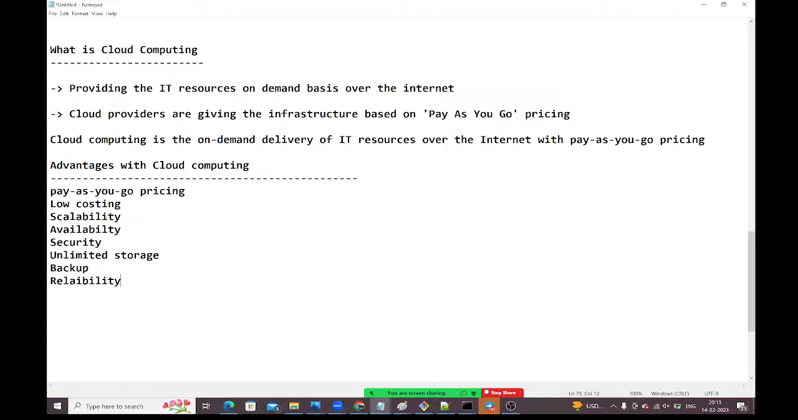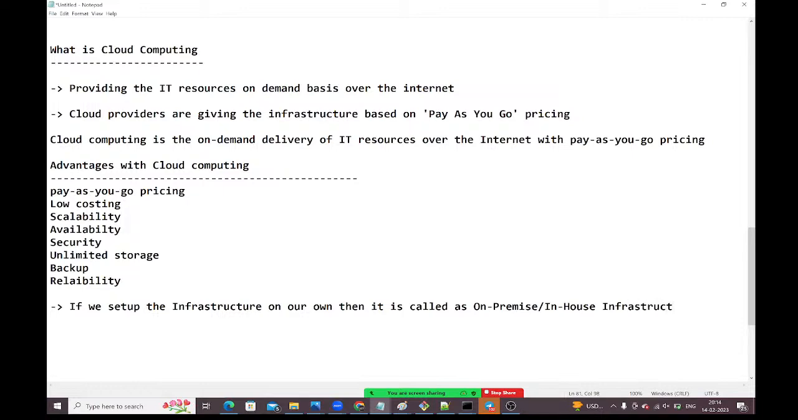Understood? If we set up the infrastructure on our own, then it is called on-premise or in-house infrastructure. On-premise or in-house infrastructure, guys. Right? On-premise infrastructure is too costly.